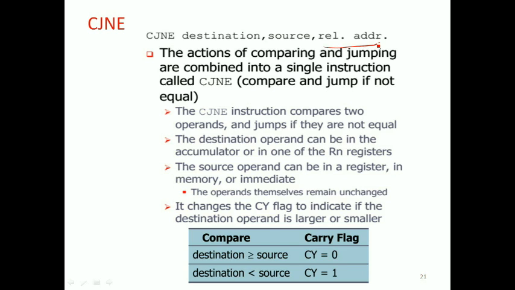So this is the feasibility of using this instruction. And one more thing to note is whenever the destination is greater than source, carry flag is reset, and whenever the destination is smaller than source, carry flag is set. So based upon these outputs also we can actually invoke a specific operation. That is what is compare jump not equal instruction.